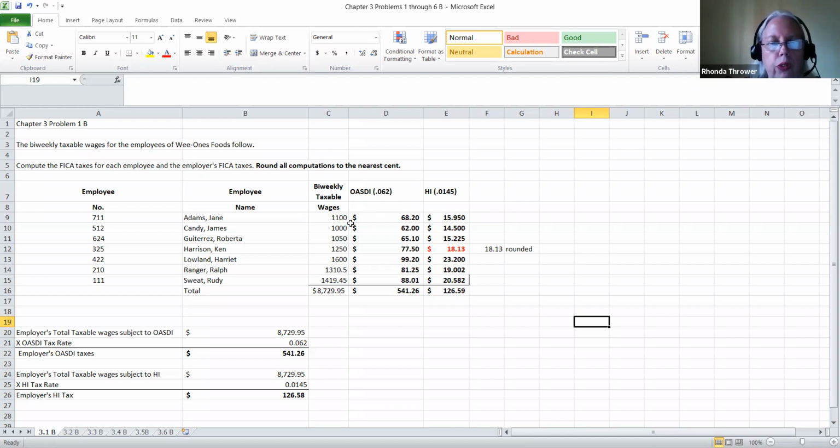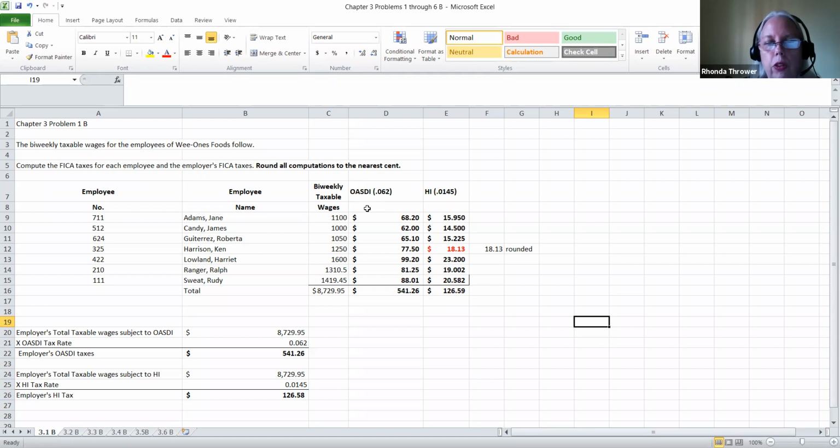So all you do is you simply multiply the bi-weekly wages of each employee by 6.2% to get the OASDI, which is the Old Age Survivors Disability Insurance. That's what that stands for, but it's better known as Social Security. So 6.2% is taken out of each employee's paychecks.